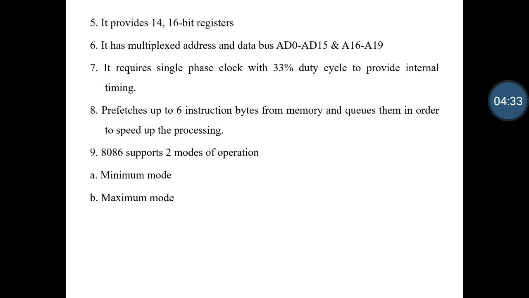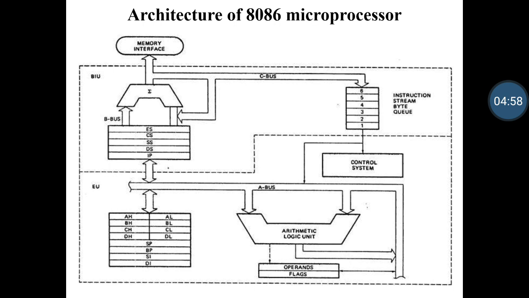And the last feature of 8086 is that it operates in two modes. First is the minimum mode, second is the maximum mode. What happens in minimum and maximum mode, we will see in the next video. So these are the features of the 8086 microprocessor.